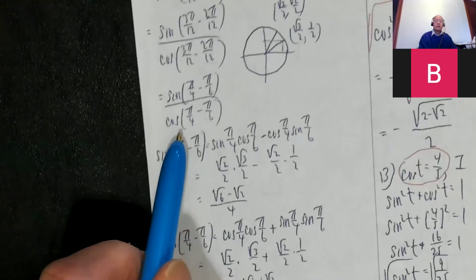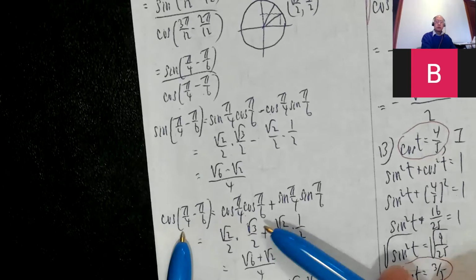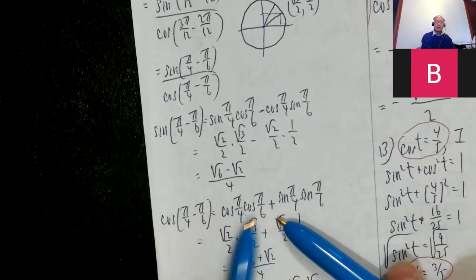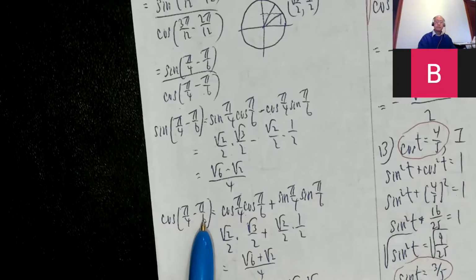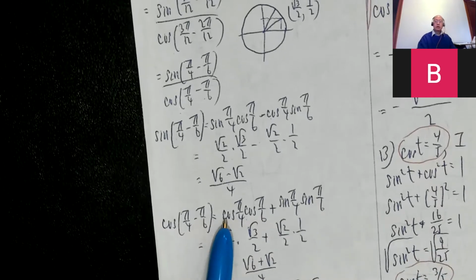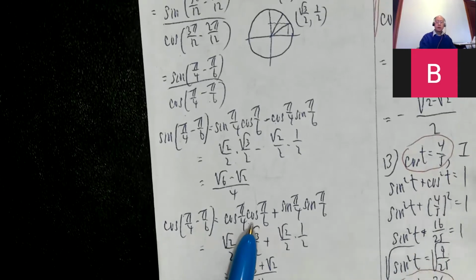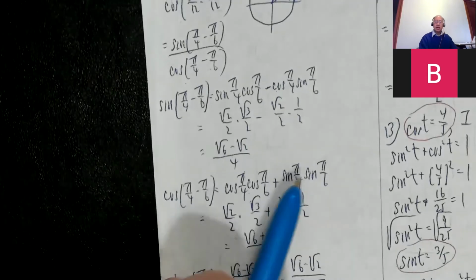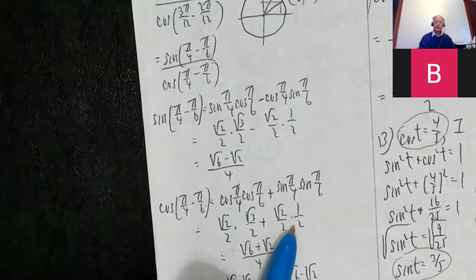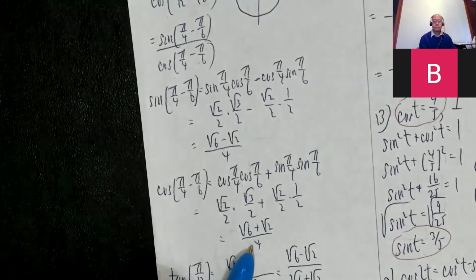Denominator, cosine pi over 4 minus pi over 6, cosine of the first, cosine of the second, plus sine of the first, sine of the second. Okay. Both cosine and sine of pi over 4 are radical 2 over 2, this one and this one. Cosine pi over 6, x coordinate, radical 3 over 2. Sine of pi over 6, y coordinate is 1/2. So radical 6 plus radical 2 over 4.